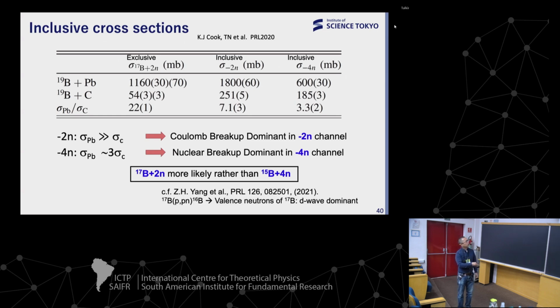So, okay, this may be related to another paper, which was also from our collaboration, about boron-16, which showed that boron-17's neutron is D-wave dominant, meaning that boron-17 is not like a very good halo. So maybe boron-17 is a rather good core in boron-19.